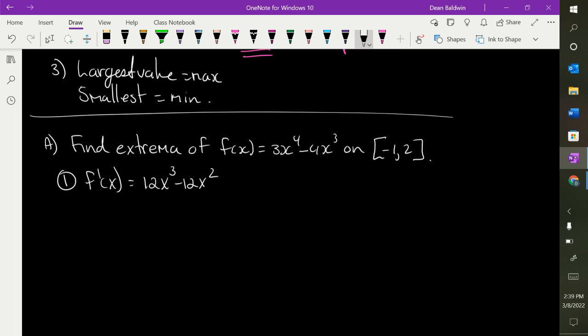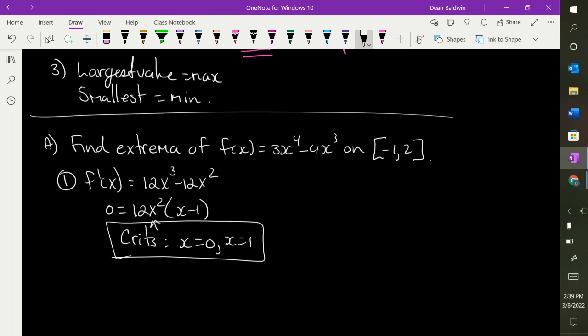You set the derivative equal to 0. So I factor out a 12x squared, and I'm left with x minus 1. Therefore, your crits are x is equal to 0 for that one, and x is equal to 1. Okay.